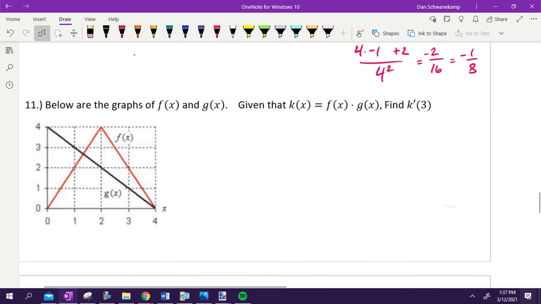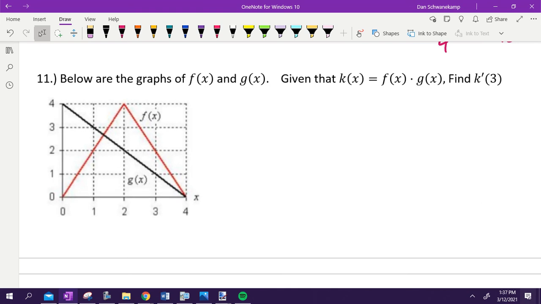The other type of problem that they love to do is this one. They love to give us graphs. And again, we're going to be able to see all of this, and we'll practice it a lot the rest of the chapter. We still got a lot of time to review, but this is something they love to do. Below, they gave us a graph of f of x and g of x. F of x is this red line. G of x is the black one. Given that k of x equals f times g, our job is to find k prime at 3. So what do you think we need to find first? Find the derivative. Find k prime of x. Write it down. Go.